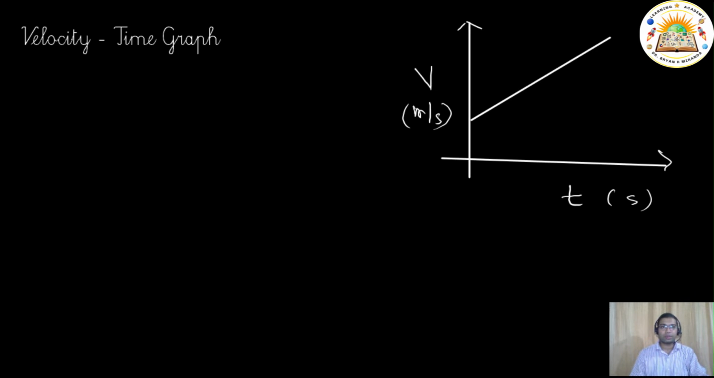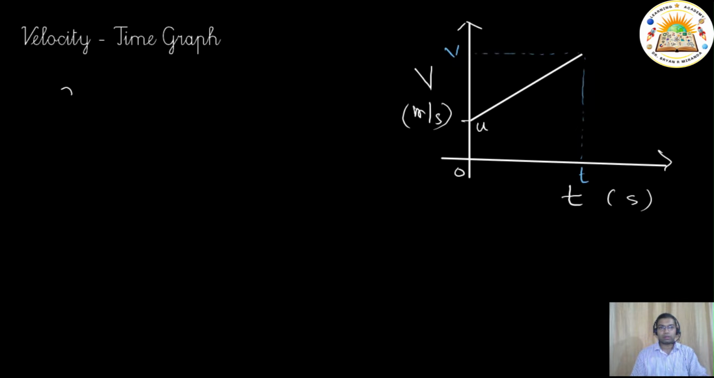So here you can notice that I have not started from 0 but at some constant value. The meaning of that is the body already at initial time equal to 0 had some velocity, and this velocity we call as the initial velocity u. And wherever our graph ends, that will be the point where we will call it as the final velocity. So this is the final velocity that is there at, let's say, some time t.